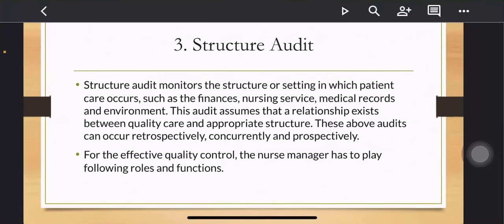Next is the structure audit. Structure audit monitors the structure or setting in which patient care occurs, such as the finances, nursing service, medical records, and environment. This audit assumes that a relationship exists between quality care and appropriate structures. These audits can occur retrospectively, concurrently, and prospectively in the future. For effective quality control, the nurse manager has to play its roles and functions.